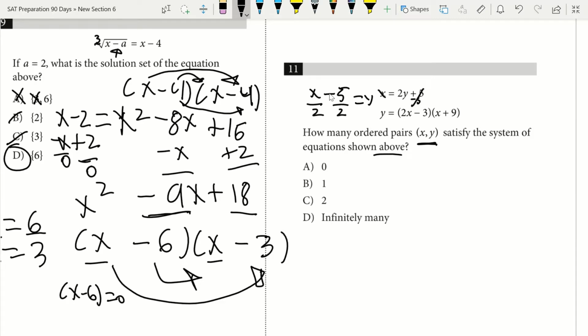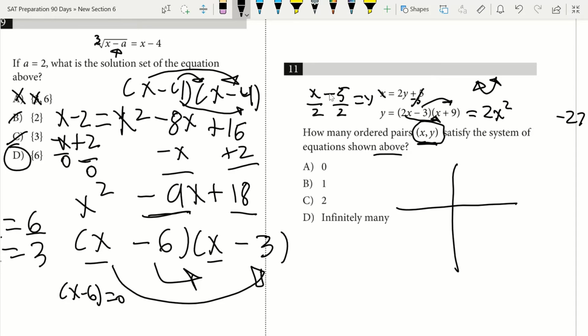So how many ordered pairs satisfy the system of equations above? Keep in mind, we don't have to solve for the ordered pairs. We just have to know how many. Well, if we were to plot this, and sometimes plotting it is the best way to do it, we could go ahead and fill this out, right? We'd see that we'd have 2x squared. So we know that our graph opens up like this. It's going to be a parabola opening up. I see we have a minus 3 times a 9, so I'm going to have minus 27, which means that my vertex is going to be at negative 27. My lowest point is negative 27.